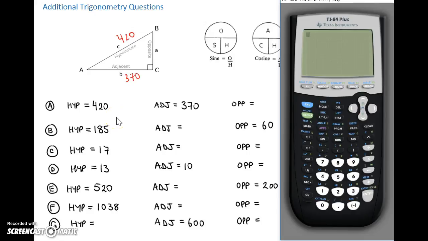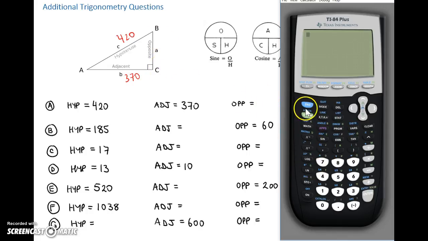Okay guys, number 6. Some additional trig questions. Still rocking and rolling here. So we've got the hypotenuse of 420, the adjacent of 370, and we're looking for the opposite. So we're going to take the larger area minus the smaller area, then square root to find this side right here.